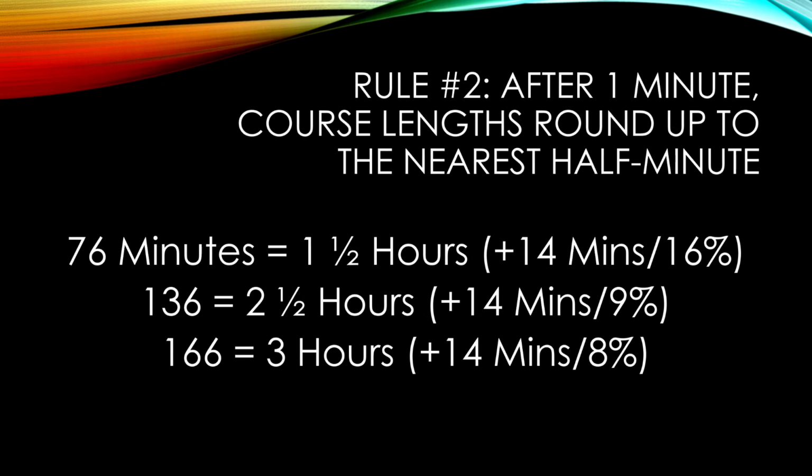Rule number 2, after 1 minute, course lengths round up to the nearest half minute. That means that 76 minutes, or 1 hour and 16 minutes, rounds up to an hour and a half. Now, this is the minimum course length I like to shoot for. And think about it. At 76 minutes, you're getting a 14-minute bonus being rounded up to an hour and a half. That's a 16% bonus.